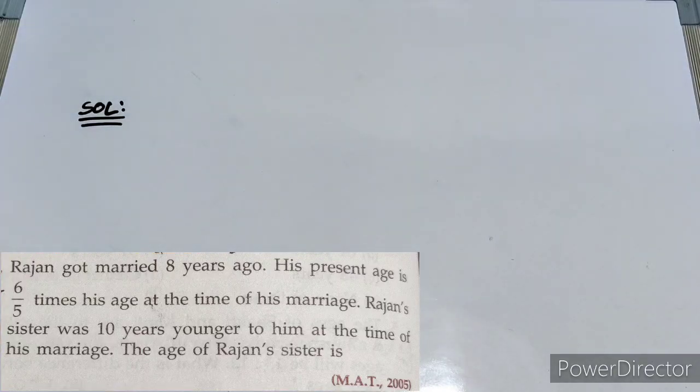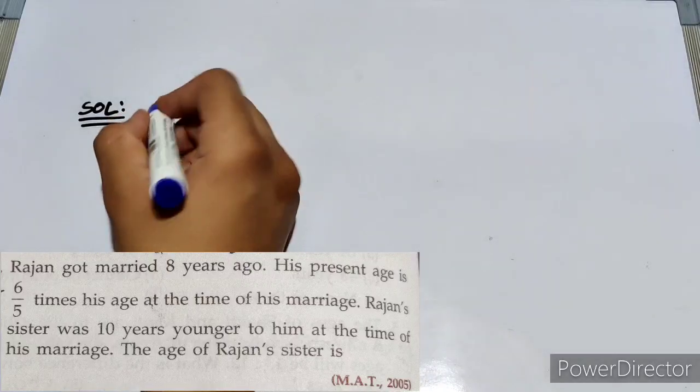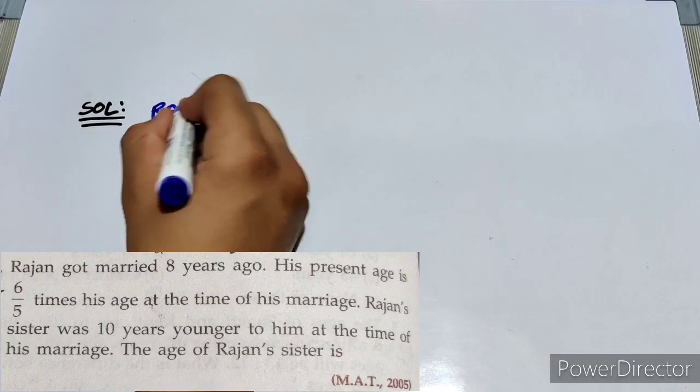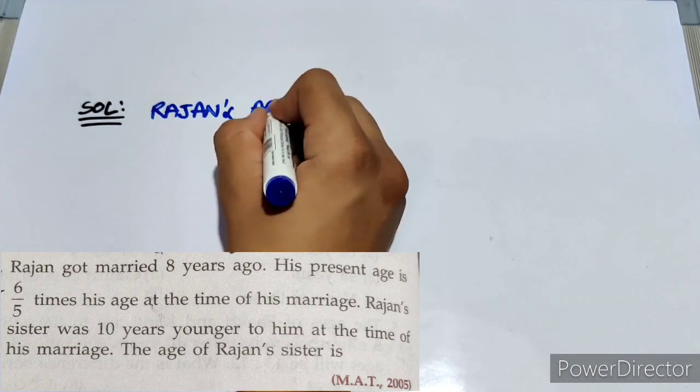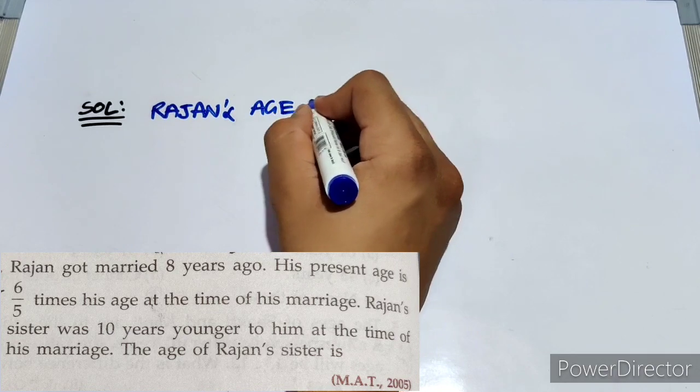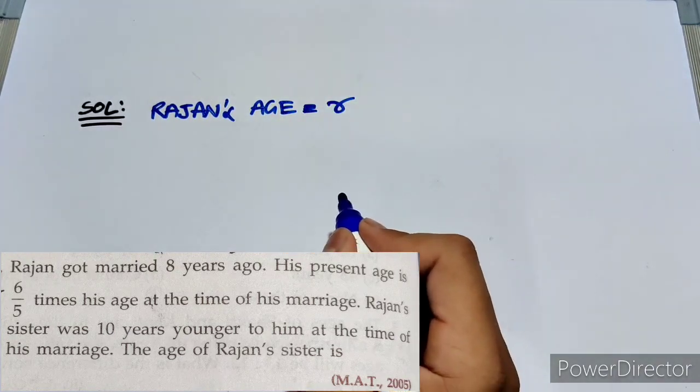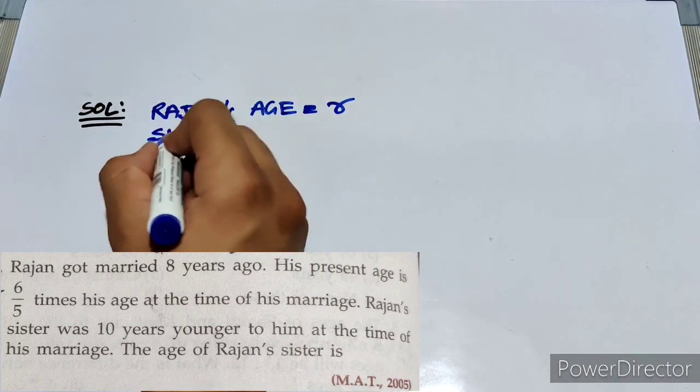The question goes like, Rajan got married 8 years ago. His present age is 6 by 5 times of his age at the time of his marriage. Rajan's sister was 10 years younger to him at the time of his marriage. The age of Rajan's sister is. So basically they are talking about Rajan. So first let us assume present age of Rajan is equal to R, and let his sister's age be S.